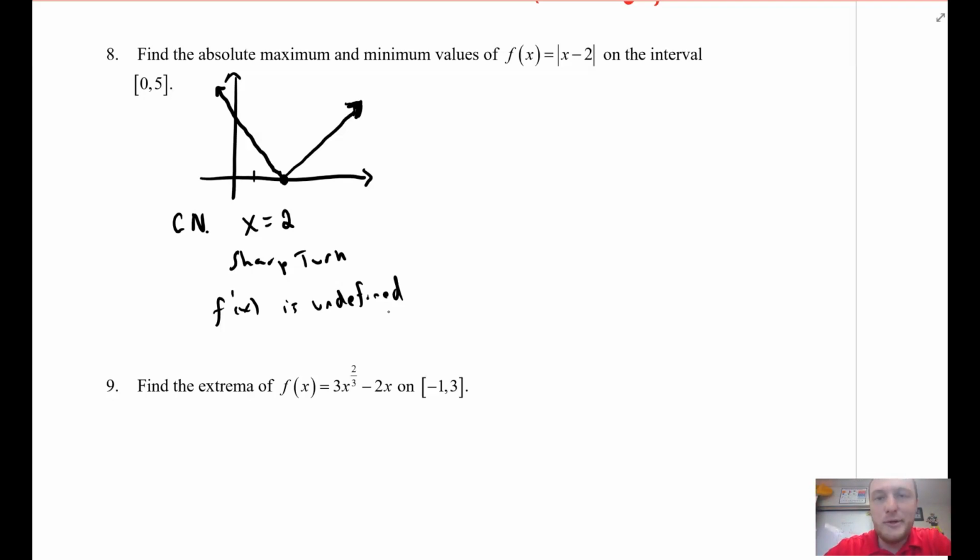So what we're going to do is, again, evaluate our function. I have the interval 0 to 5, so I say, okay, what is f of 0? And then I plug that in.